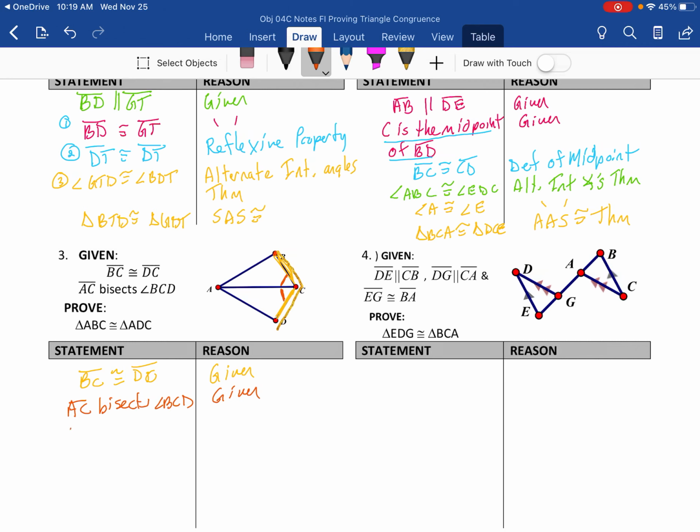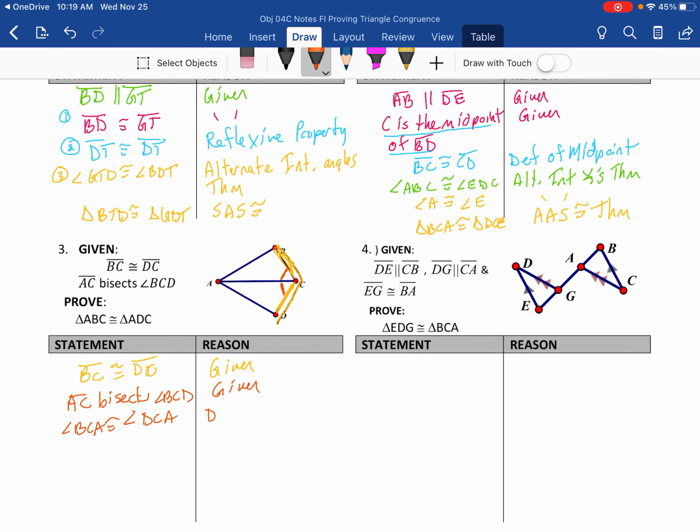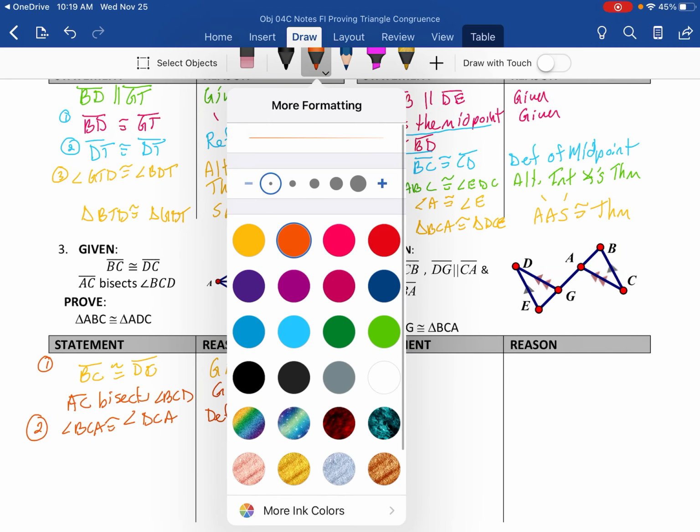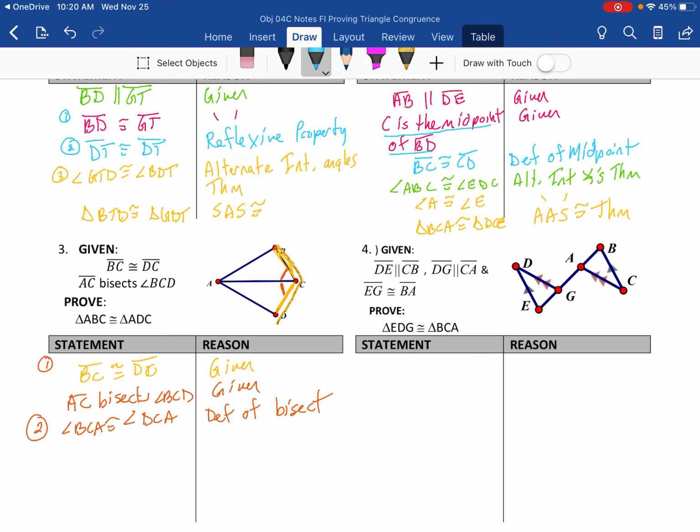So I know angle BCA must be congruent to angle DCA, okay? And that's the definition of bisect. Bisect means to divide into two congruent parts. Okay, so right now I have two things. I have one, that BC and DC are congruent, and two, angle BCA and angle DCA. Now, when I'm looking for a third thing, I look for things like vertical angles and the reflexive property if I'm not given any additional information.